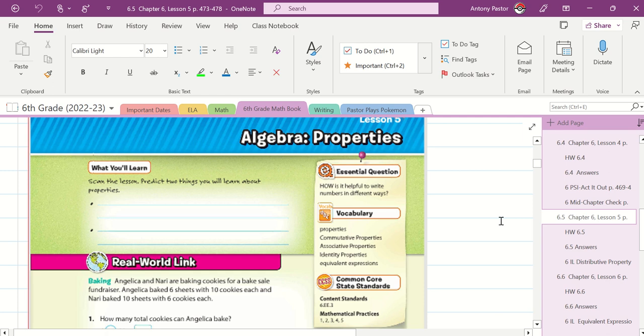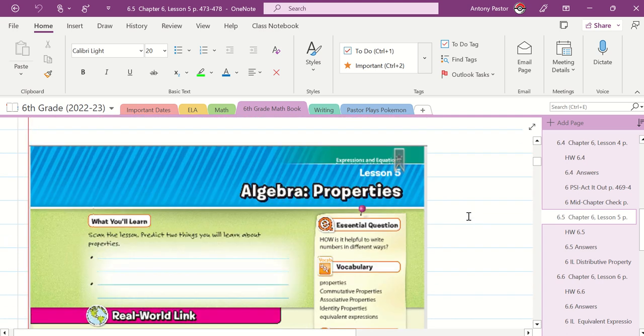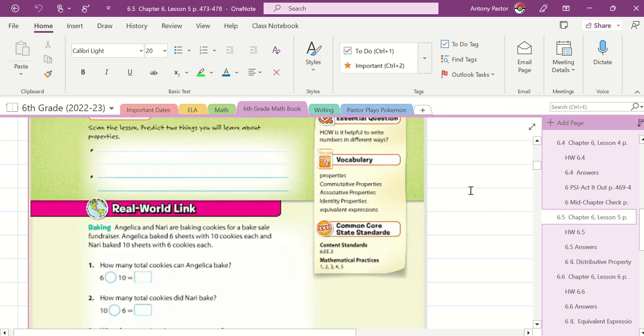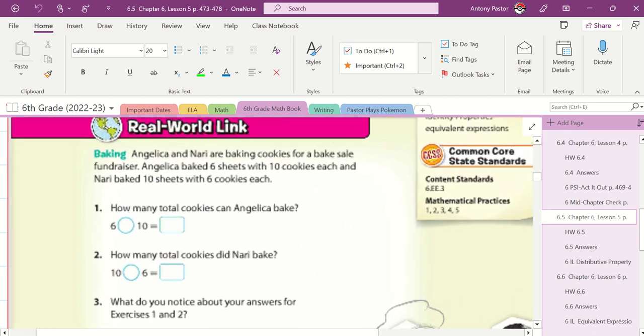P. Today we are doing 6th grade math, chapter 6, lesson 5. We're going to be talking about algebra properties today. Things we're going to be covering are what is a property, the commutative property, the associative property, the identity properties, and equivalent expressions. So let's go ahead and dive right into the real world link here.